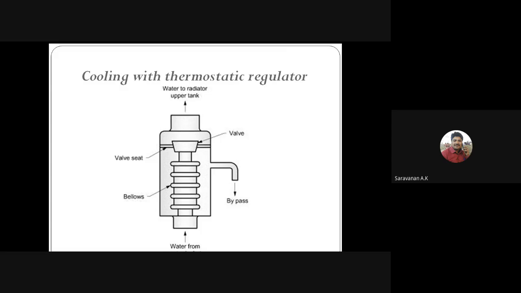As a result, the engine takes a longer time to warm up to the desired temperature, particularly in cold conditions, that is, in cold weather. To overcome this type of difficulty, we have to introduce thermostats.